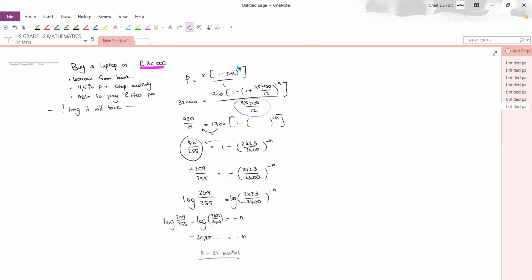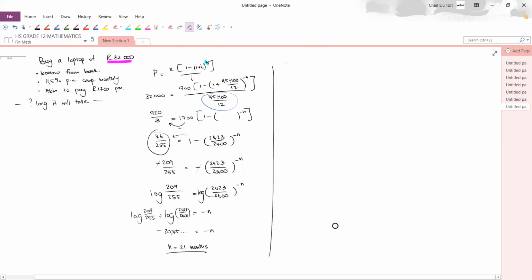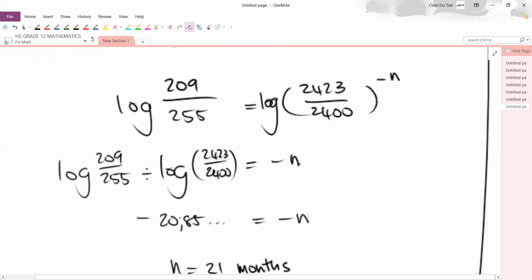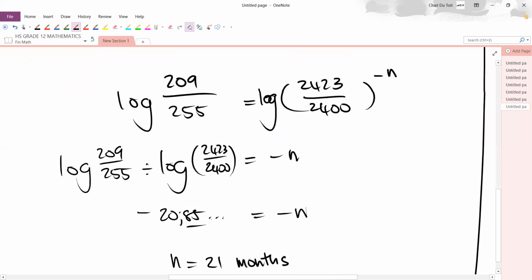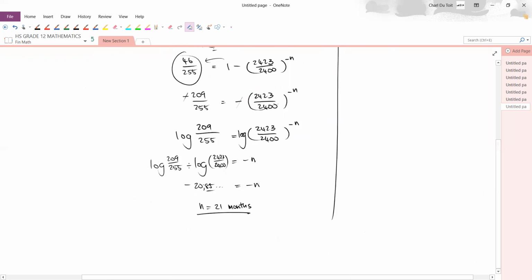So then we have a final question on this. What is my final payment? Okay, we know that there's 20 payments of 1,700 Rand each, but the last month is just 0.85 of a month. You understand that?